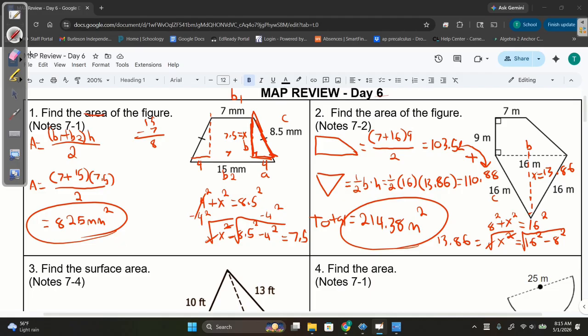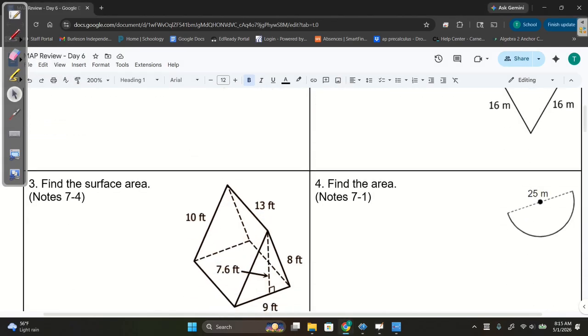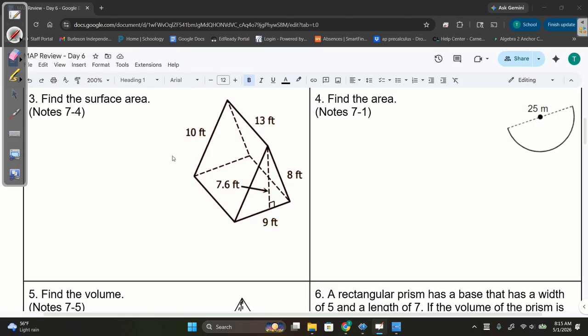Let's try number 3. Number 3 has a triangle at the back and the same triangle at the front. That means that this is a prism. The prism has two bases, those being the two triangles that I just highlighted. So I'm going to go ahead and draw that triangle out for us right here. It's got a base of 9, sides of 8 and 10, and a height of 7.6.